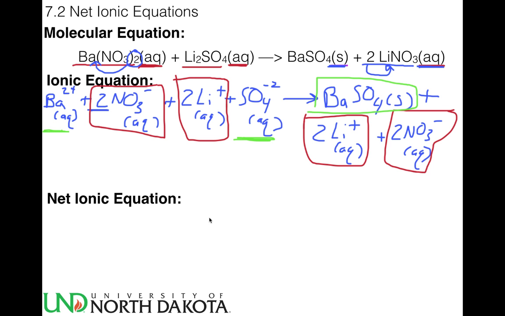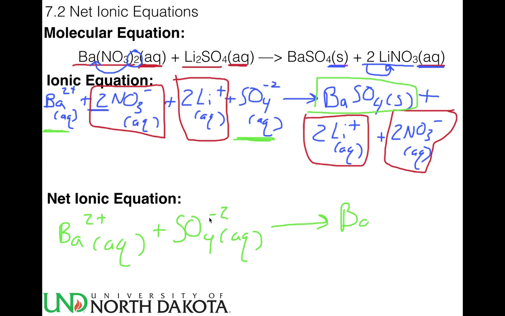So our net ionic equation is written as this. We just transfer all the things that have changed down to the net ionic equation, but we keep the reactant side from our ionic equation as reactants in our net ionic equation, meaning we'll write that barium 2 plus aqueous ion and sulfate aqueous ion as reactants, and then we'll carry that barium sulfate solid down as a product. So here's our net ionic equation.